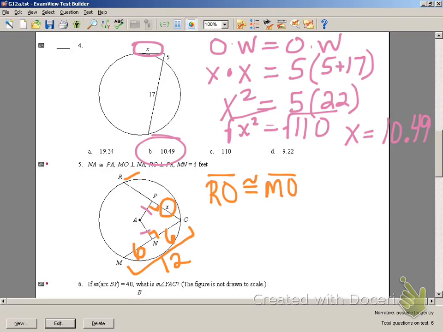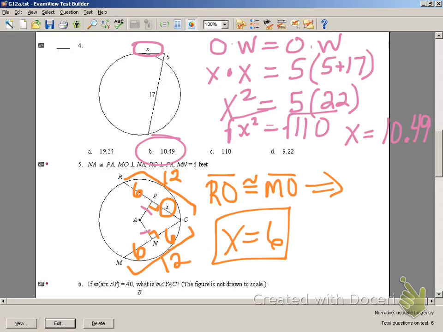But is that what we're looking for? No, we're only looking for x. If I know the whole thing over here is 12, then it's perpendicular from the center. That means it's bisected, so this side is 6. So that means that x equals 6. They are equal. Since I know that RO is congruent to MO, I then know that RP is congruent to PO, and those are both congruent to MN, which is congruent to NO. So all of these segments right here are congruent to each other.